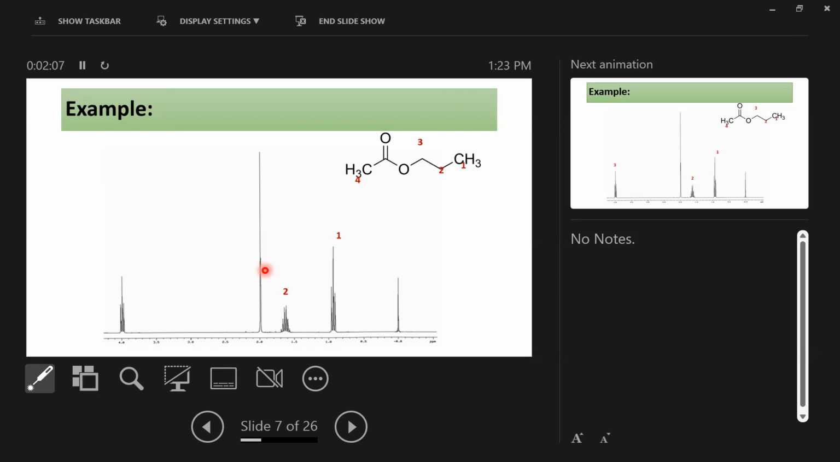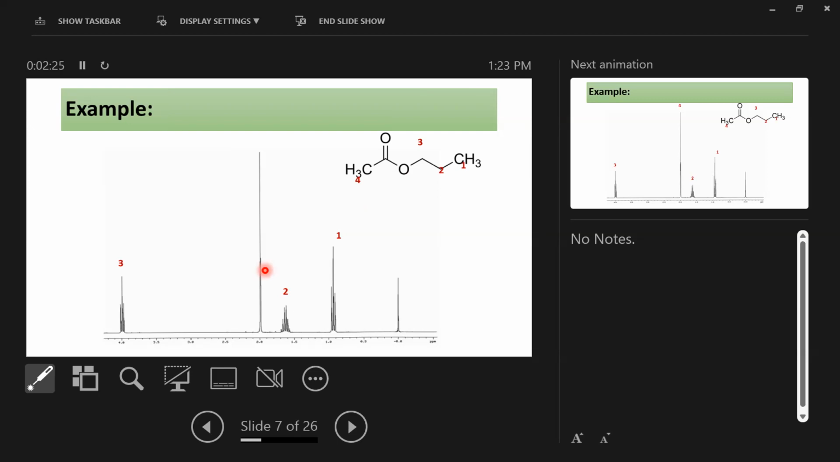So that would mean that 3 would be the one at 4. It's the closest to the oxygen, the most electron withdrawing, so it should be the most de-shielded, further to the left, and more downfield.